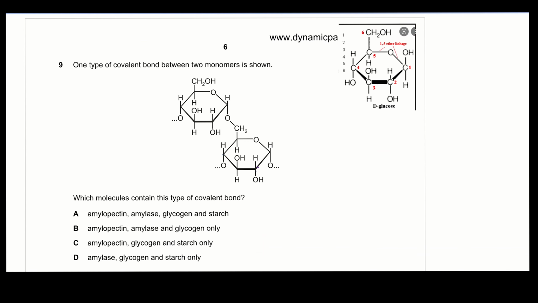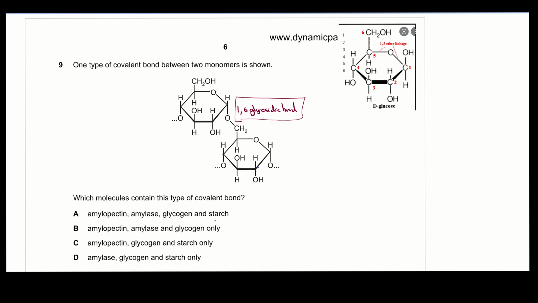9. What type of covalent bond between 2 monomers is shown? Which molecules contain this type of covalent bond? So if you haven't noticed yet, a bond is formed between carbon 1 and carbon 6. So it's 1-6 glycosidic bond. And these are found in branched carbohydrates. For example, we have amylopectin and glycogen.